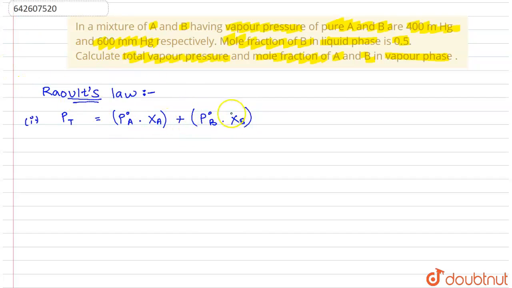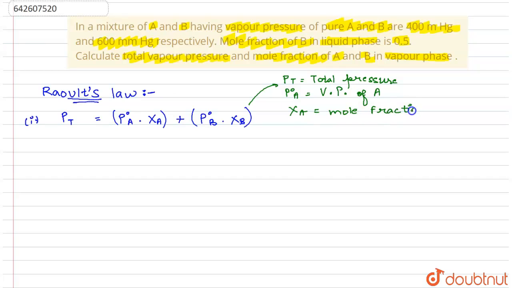So what are the terms that we are going to define over here? In this, PT is my total pressure. P naught A is my vapor pressure of A, and XA is my mole fraction of A. Now this XA basically represents the mole fraction of A in the liquid phase.